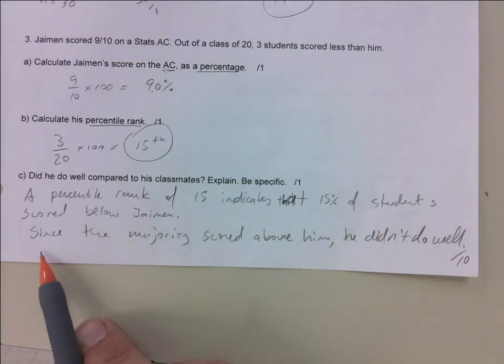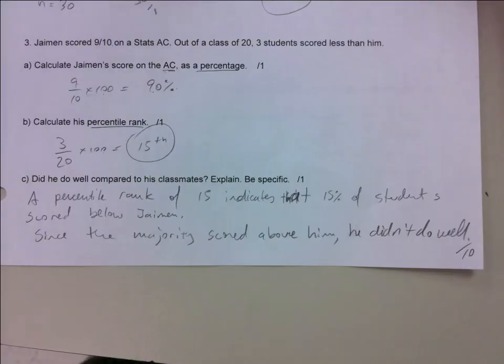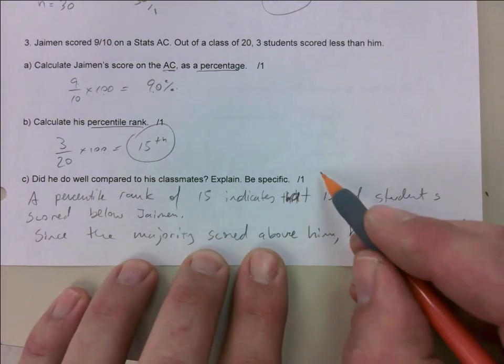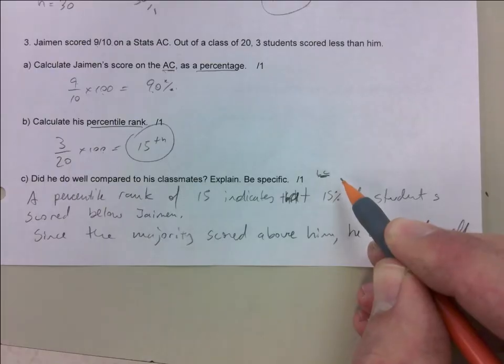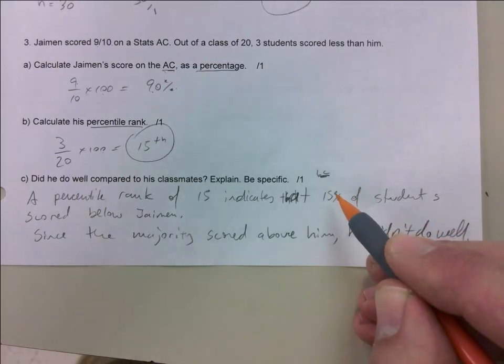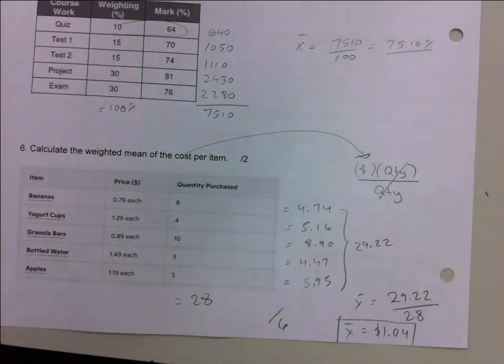50% scored below Jamin. Since the majority scored above him, he did not do well. Something along those lines. Okay? You kind of make a reference to the percentile rank and you say that there's more above than below, so you did not. If you kind of got it, you get half a mark. There's something we call lack of clarity in this exam. So if you're kind of there but you're not quite specific enough, you still get half, right? So please write something. I can use that one. I use that a lot actually. Okay, so backside 10, this one is worth 10, this first page.